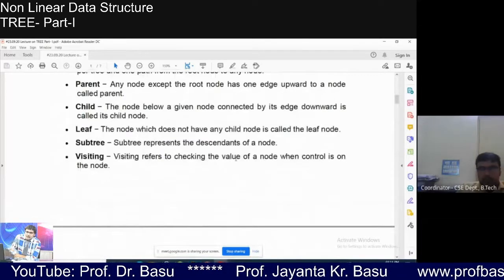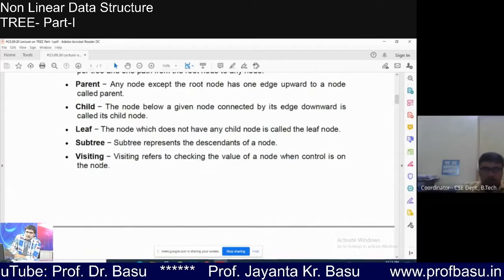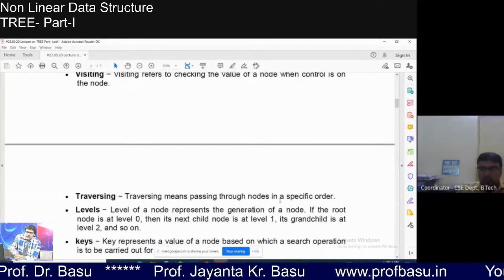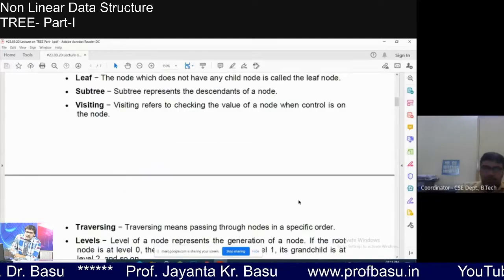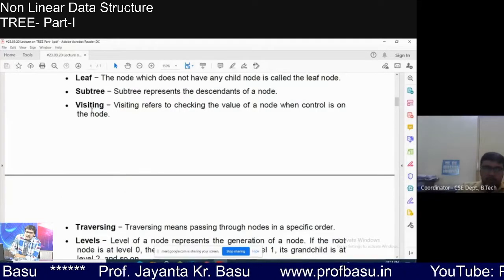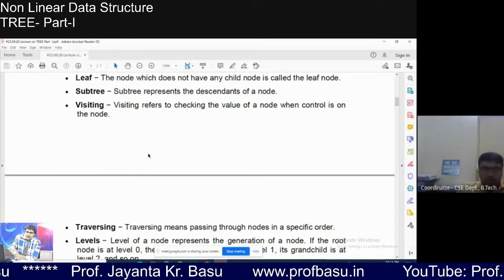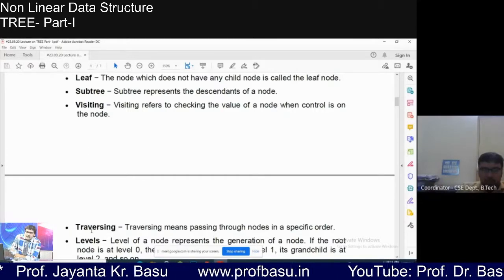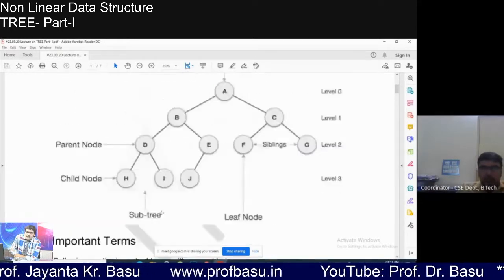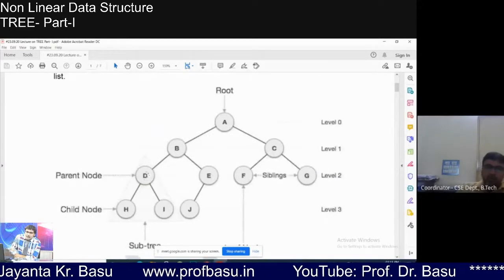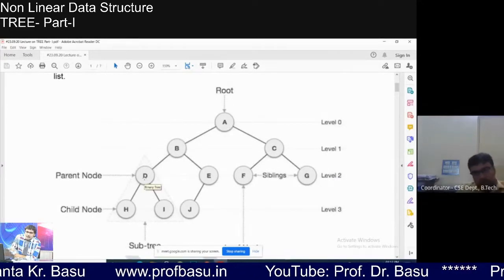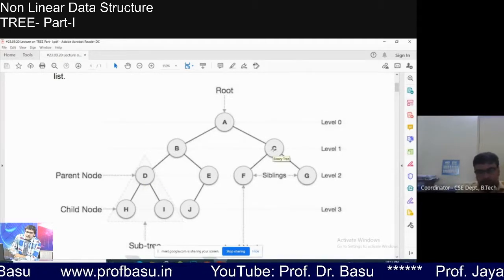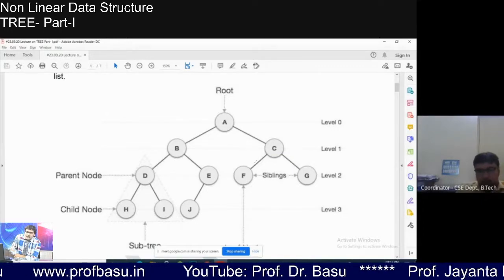Visiting refers to checking the value of a node when control is on the node, right? Traversing means passing through nodes in a specific order. You can think these visiting and traversing are the same words, but technically they are different. Visiting means after we reach a particular node, if we want to see the value or content of the node, you can consider each and every node as a record.